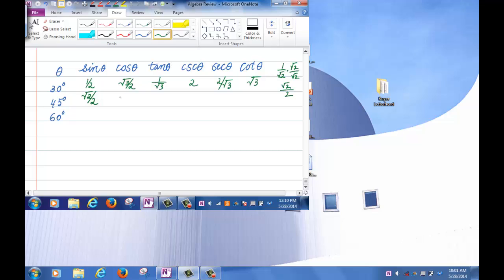What is cosine? Also root 2 over 2. If you look at the picture, that's going to happen. What is tangent then? 1. What is cosecant? 2 over root 2, right? In other words, but I'm going to write it as what?